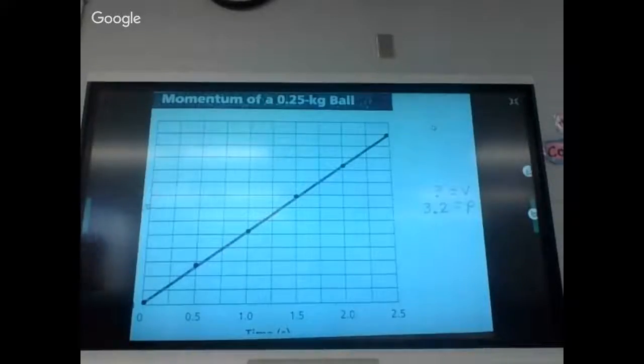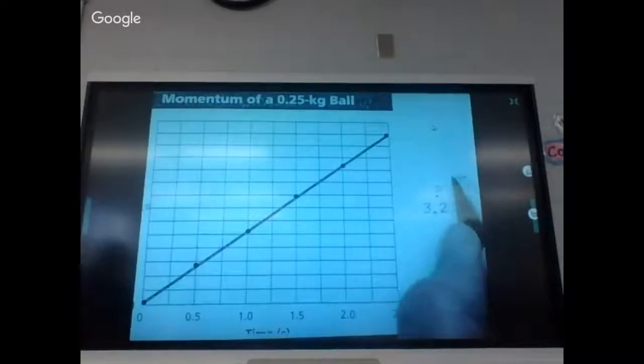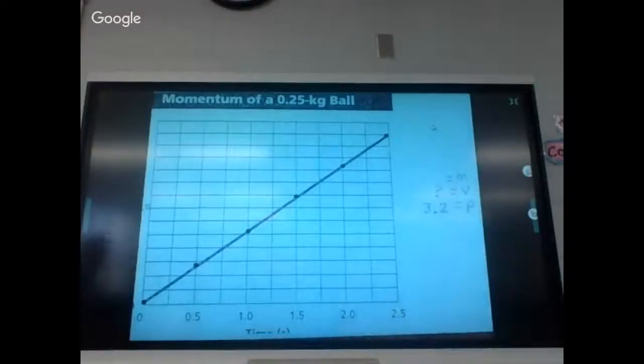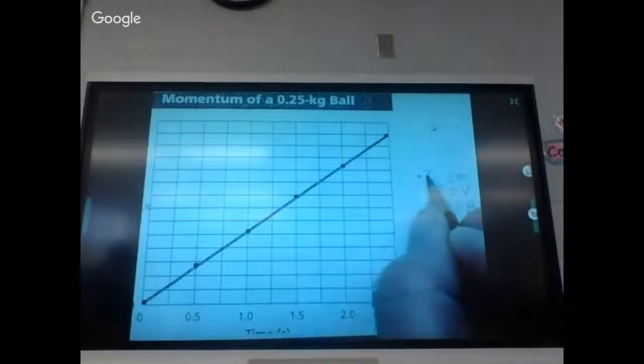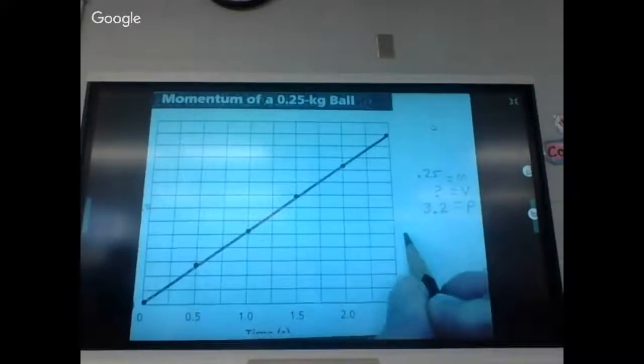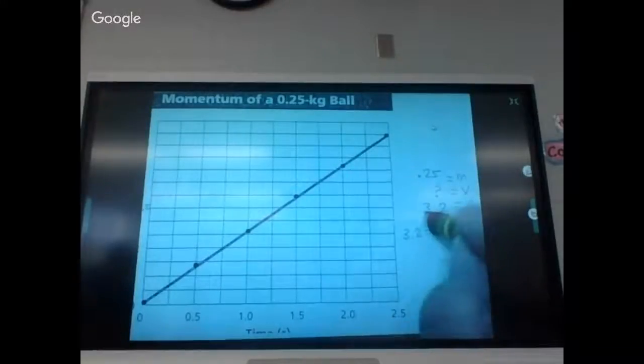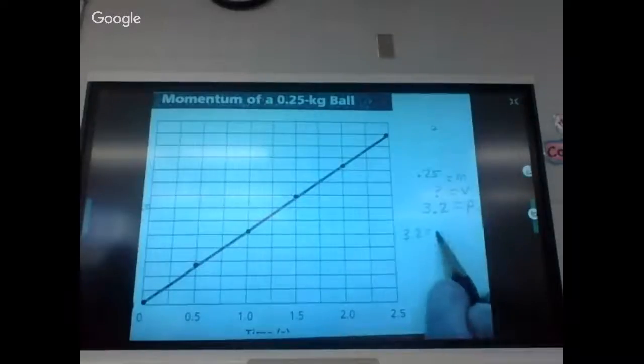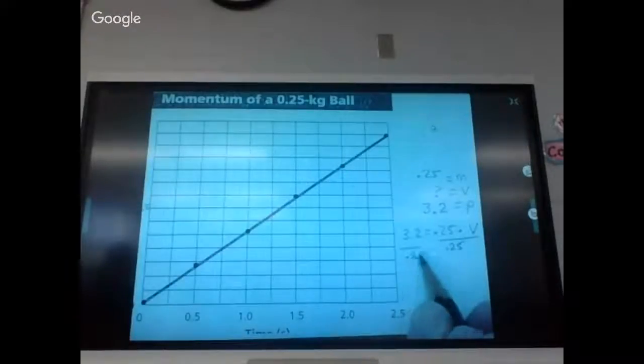We need the mass. Did they tell us the mass somewhere? Where did they tell us the mass? At the very top of the graph, or in the very beginning of the question, either place. The 0.25. So 3.2 equals mass, which is 0.25, times V. So divide by 0.25, divide by 0.25, and then you can find velocity, which is, what did I get when I divided that? Somewhere around 13.